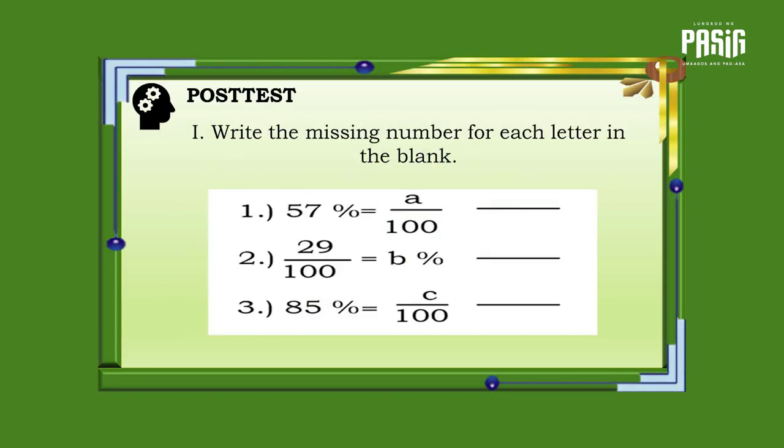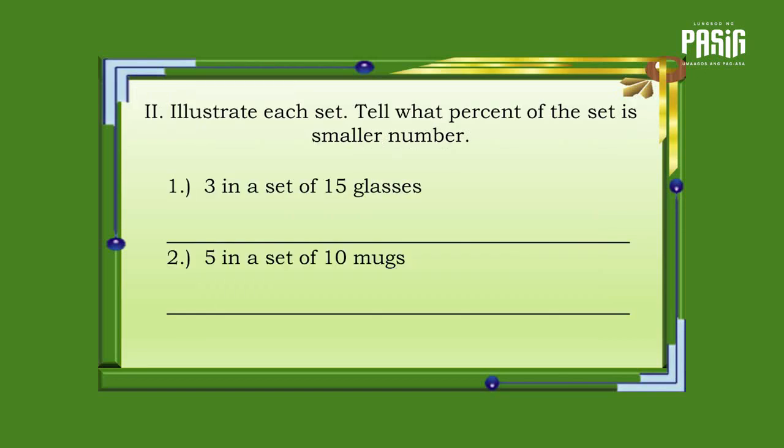Let us now proceed to your post-test. Direction: write the missing number for each letter in the blank. Number 1. 57% is equal to A hundredths. What does A mean? Number 2. 29 hundredths is equal to B percent. Number 3. 85%, and the answer represents letter C. And what is it?